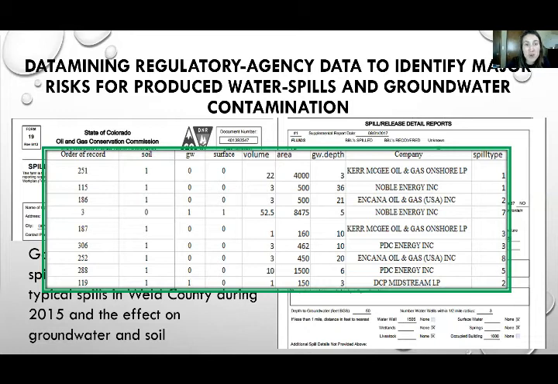And then we have the total surface area, the volume, the area, the depth to groundwater, as well as the company responsible for the spill. And then the spill type, and this is a type of coding I use because spills often are not just of one type of material. They'll say, oh, we spilled produced water, and we spilled oil, and we spilled drilling mud all together. So this is a coding system that allows me to ask questions about the different constituents of spills.